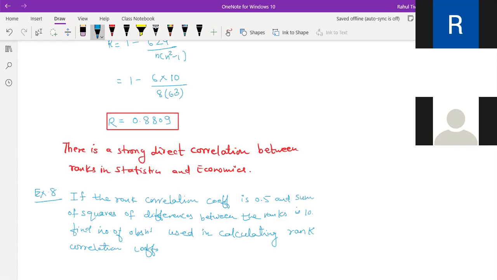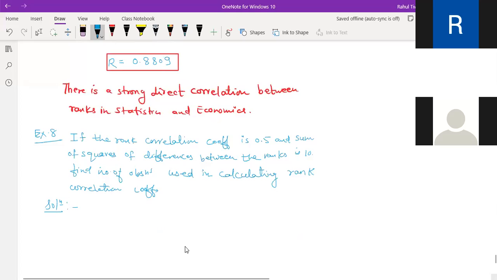Okay, take down the solution. What is given to us? The rank correlation coefficient is given to us. That means rank R, which is 0.5, the Spearman rank R, is given. And the sum of squares of differences between ranks, that is D, right? Differences means D. And square. So summation D square is given as 10.